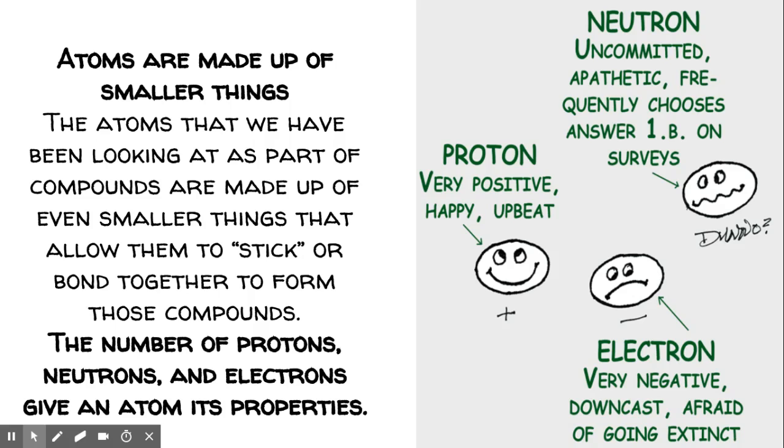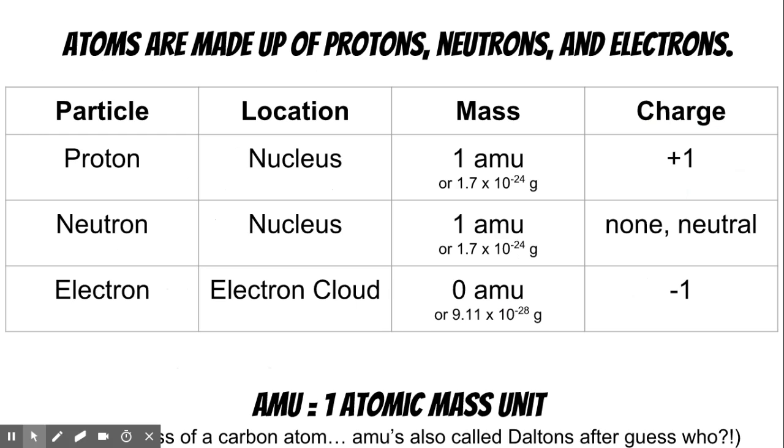So we should already know from all of our atomic theory talk that atoms are made up of smaller things. Those smaller things are called subatomic particles, and our most basic ones include electrons, protons, and neutrons. Here we have a chart that includes the location, mass, and charges of those subatomic particles.